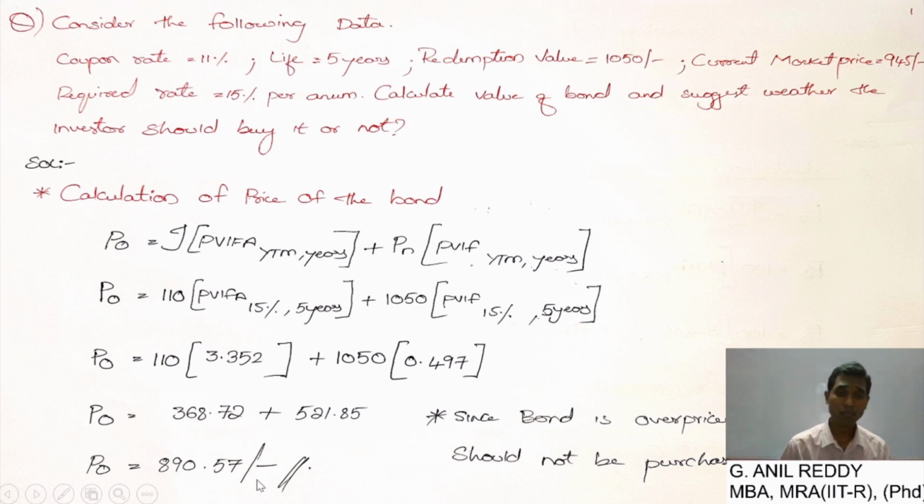Now how to make a decision? Since the bond is overpriced, it should not be purchased. When the bond is overpriced, you can check the previous lectures where we discussed the strategies for deciding whether to buy the bond or not. So when the bond is overpriced, we should not purchase the bond. That is how we conclude: since the bond is overpriced, it should not be purchased.